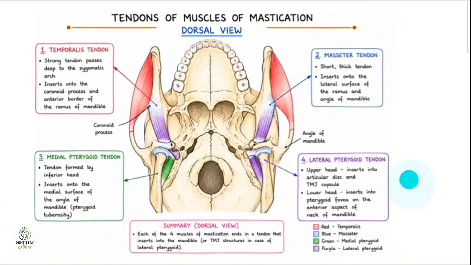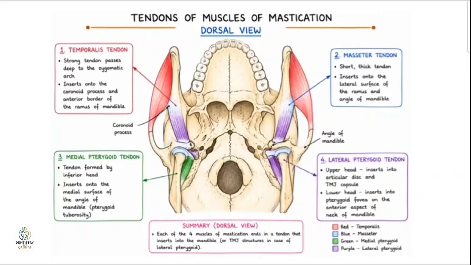The fourth is basically the lateral pterygoid tendon. Upper head inserted into the articular disc and TMJ capsule, and lower head inserted into the pterygoid fovea. Still, like you have two heads here and two here. So of course it will have two tendons, and specifically it has two also. The lower head is inserted into the pterygoid fovea on the anterior aspect of the neck of the mandible.